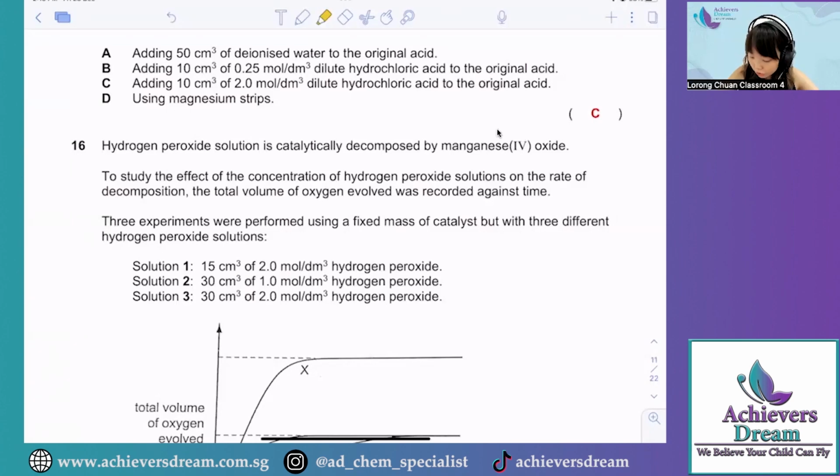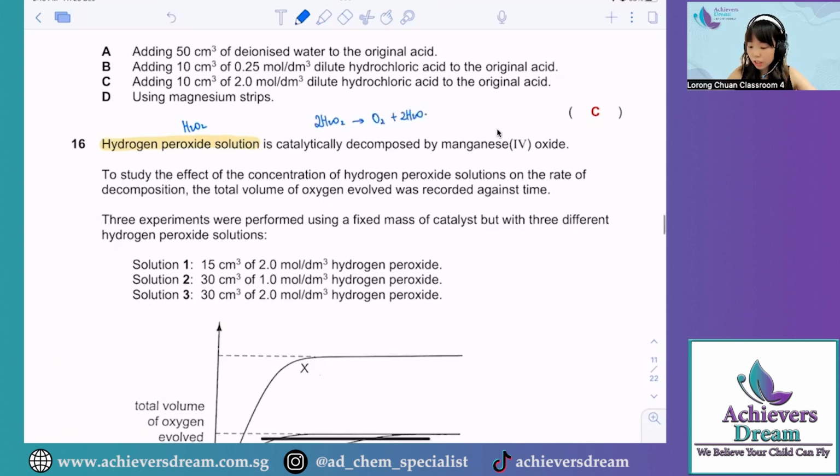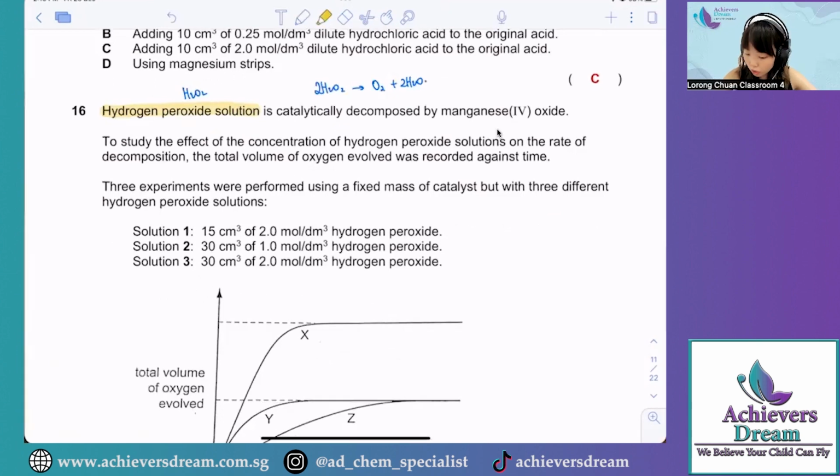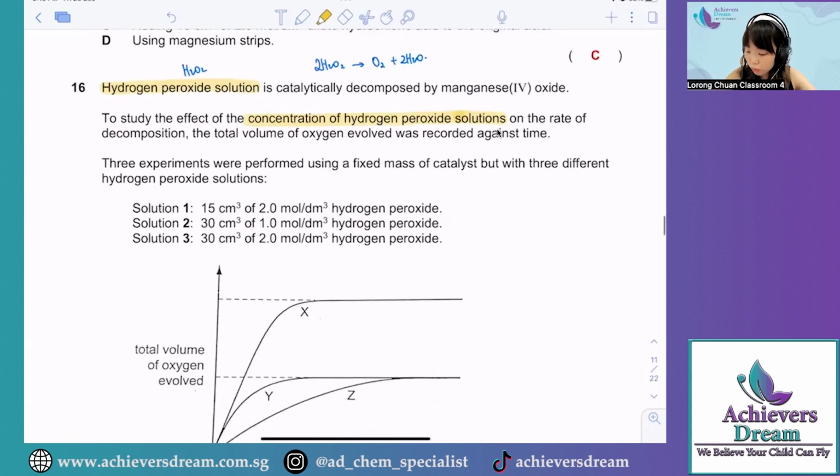Question 16. Hydrogen peroxide solution, H2O2, is catalytically decomposed by manganese oxide, and the equation for this is 2H2O2 decomposes to form oxygen gas and 2H2O. To study the effect of the concentration of hydrogen peroxide solution on the rate of decomposition, the total volume of oxygen gas evolved was recorded against time, and 3 experiments were performed using a fixed mass of catalyst, but with 3 different solutions of hydrogen peroxide.